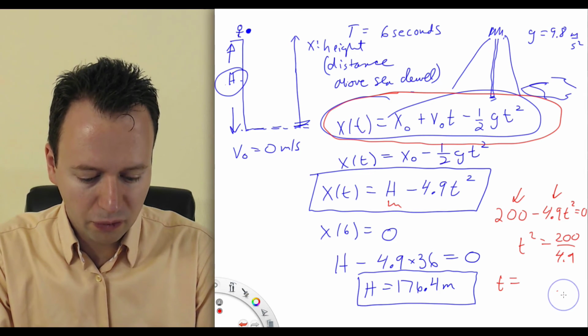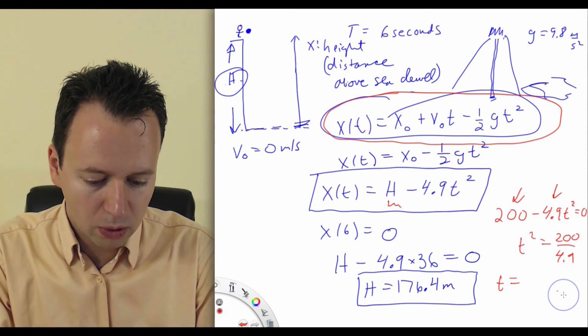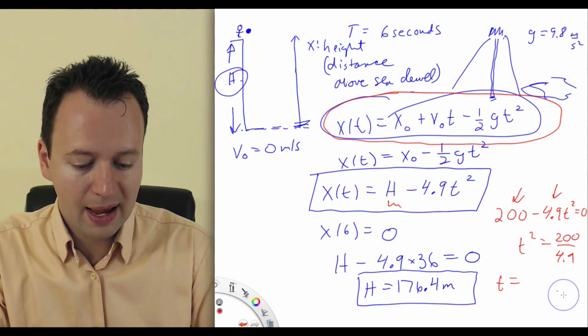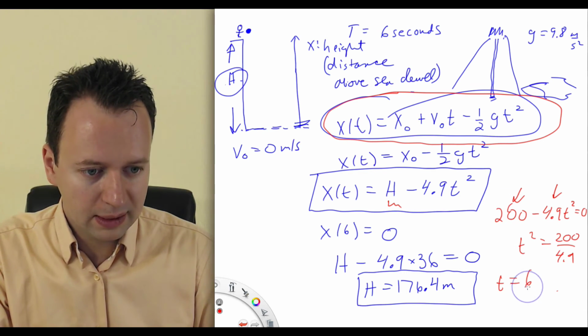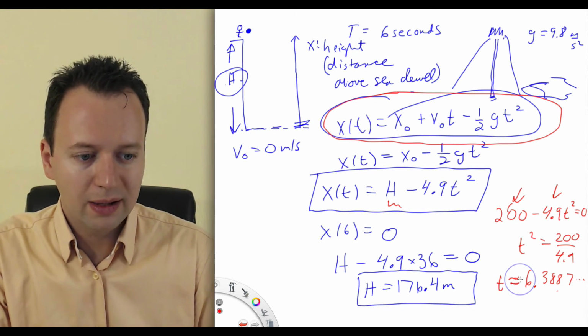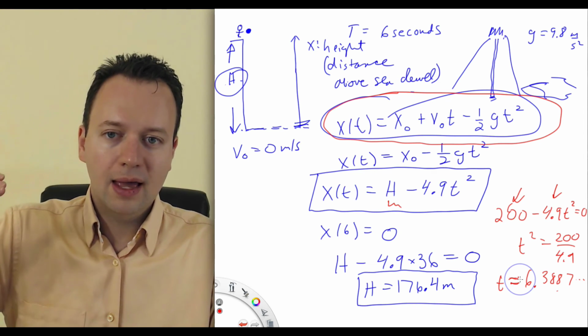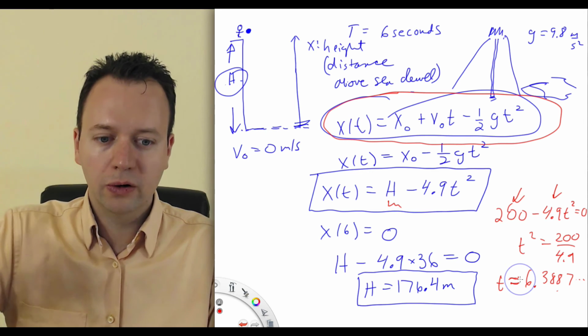200 divided by 4.9 is 40.816. Square root is 6.3887. So the time is approximately 6.4 seconds. That's an extra 4/10 of a second if your height was 200 instead of 180.